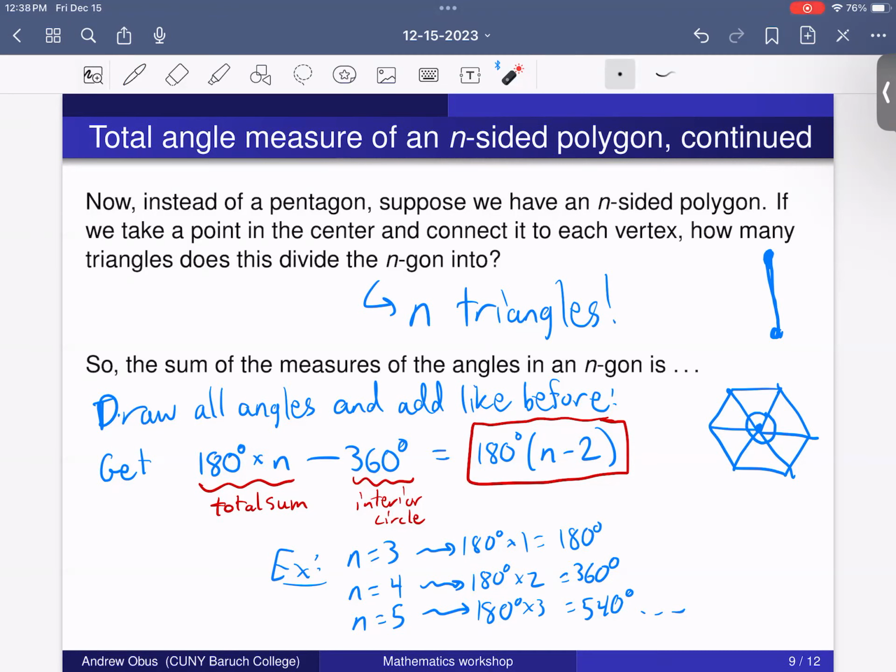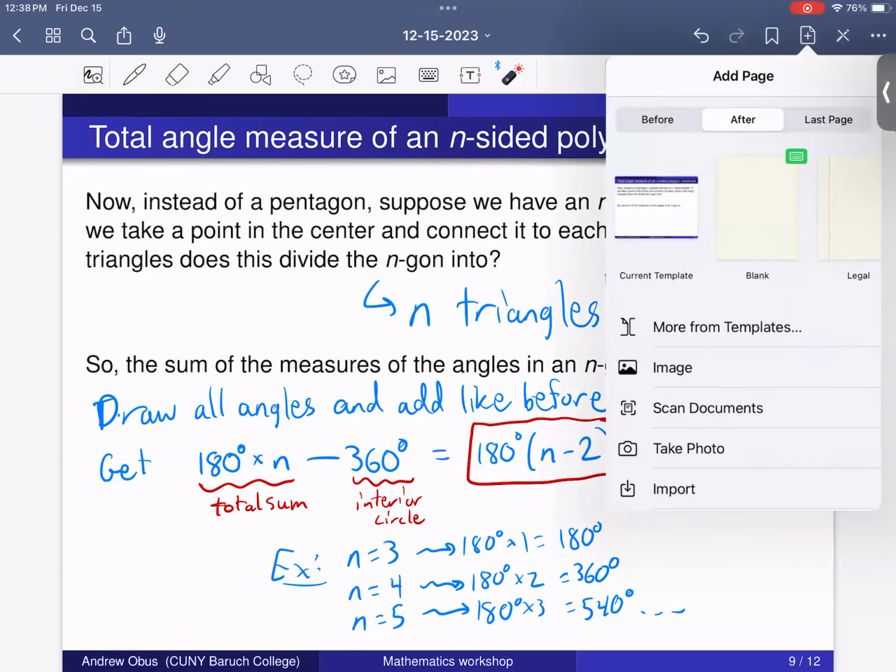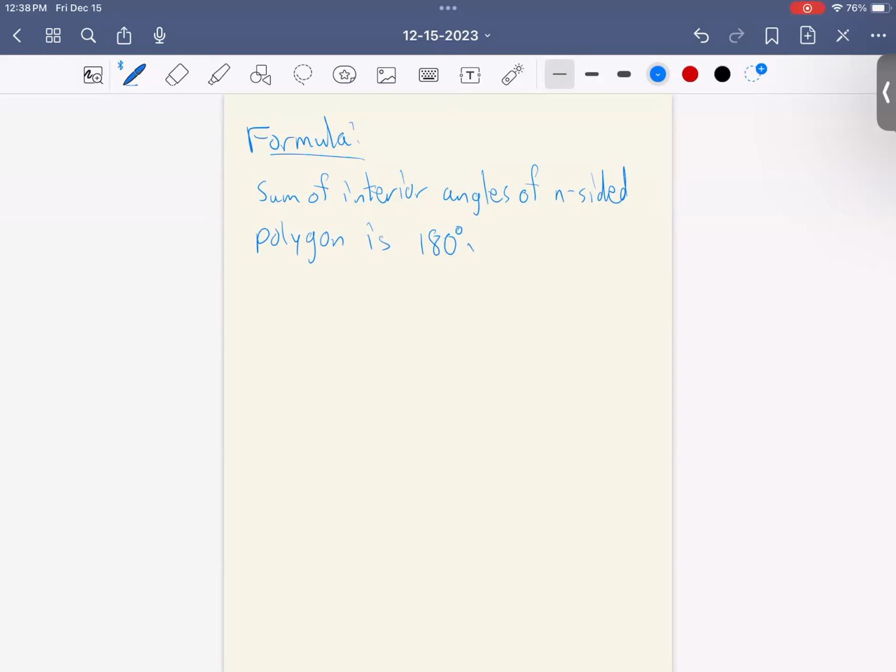Yeah, so this is the formula, right? So let me just rewrite it clearly. The formula is that the sum of interior angles of an n-sided polygon is 180 degrees times n minus 2. Right, that's the formula. Okay, any questions?